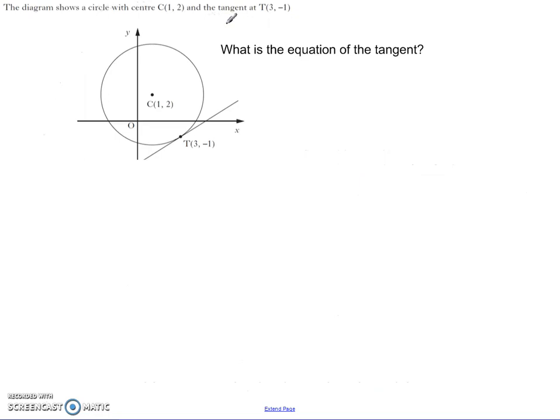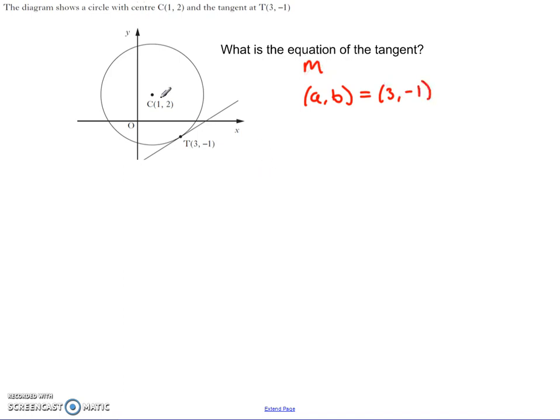So the first one, I've got a circle, its centre is at (1, 2). It has a tangent touching at (3, -1). What is the equation of the tangent? Now remember, to get the equation of a line we need 2 things. We need the gradient m and we need a point (a, b). Now the point we've got is the point T, where it meets at (3, -1). We need to get the gradient.